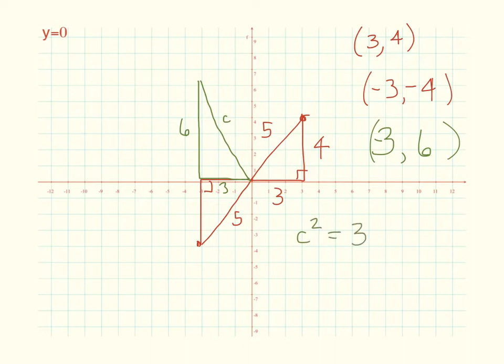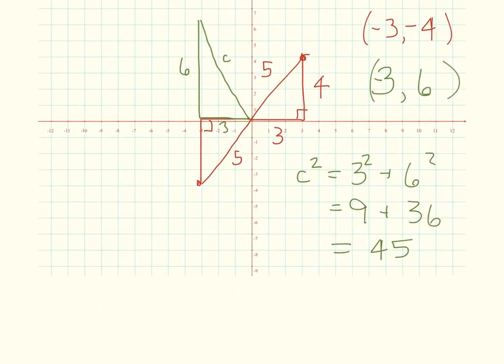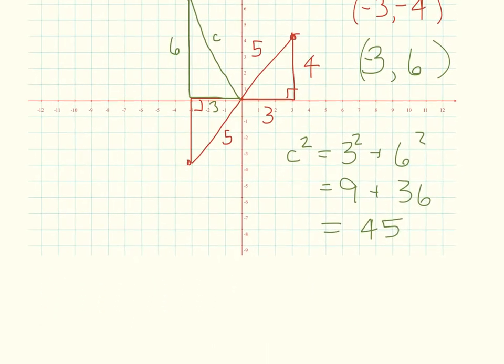Well, it's not a triple, so I have to use the Pythagorean theorem. c squared is going to be 3 squared plus 6 squared, which is 9 plus 36, which is 45. And then I'll need to take the square root of both sides, obviously. So c squared is 45, so c is going to be the square root of 45, which we know is 3 root 5.